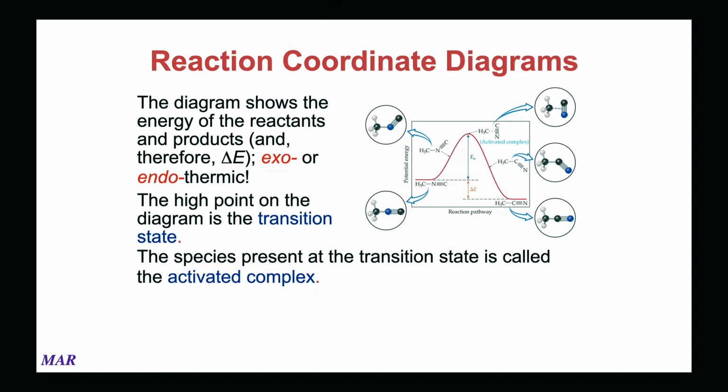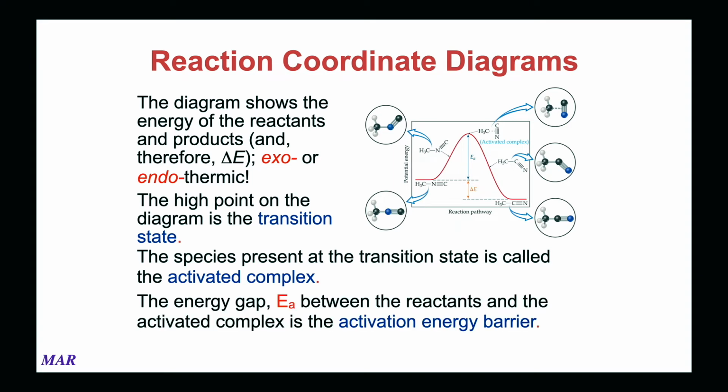These are super high energy transitions that don't exist by themselves. But if you're going from reactants to products, maybe it's worth it for the molecule to make that cost to get the energy out on the other side. The energy gap, E sub A, between where you start and the highest point in that activated complex is called the activation energy barrier, or the energy of activation.